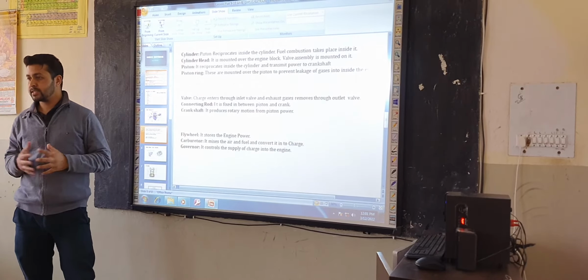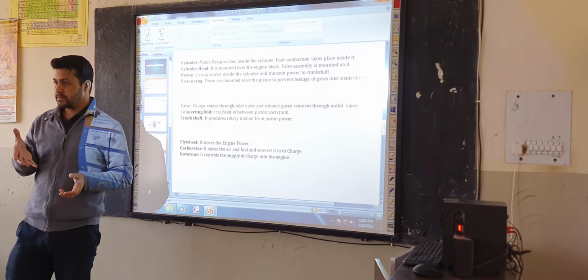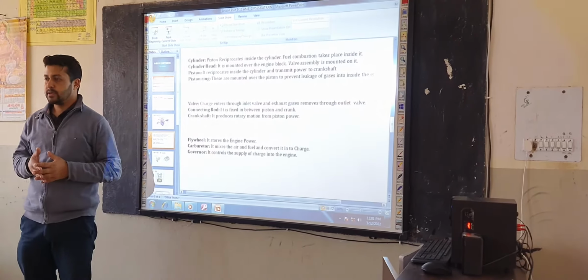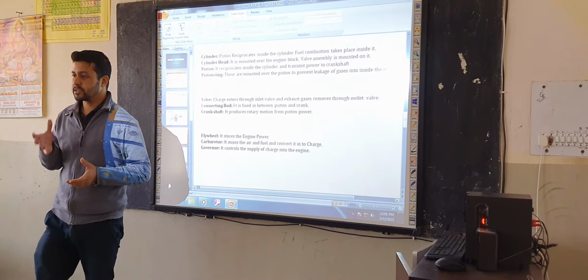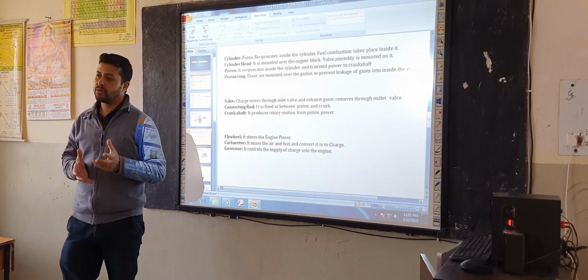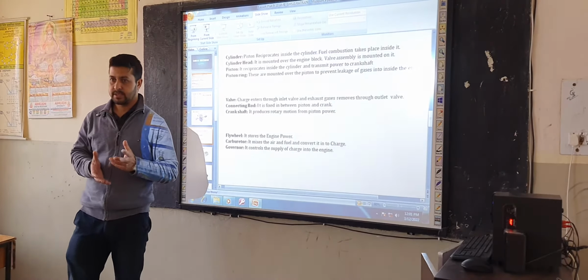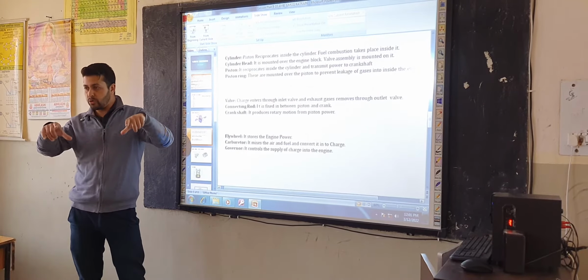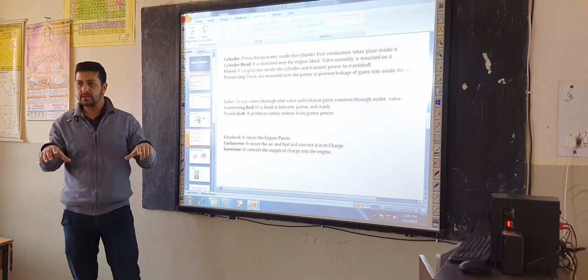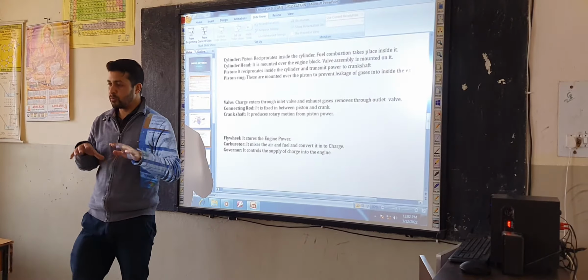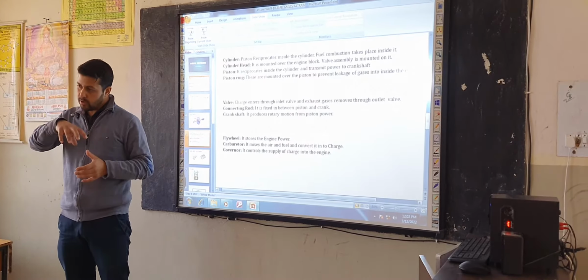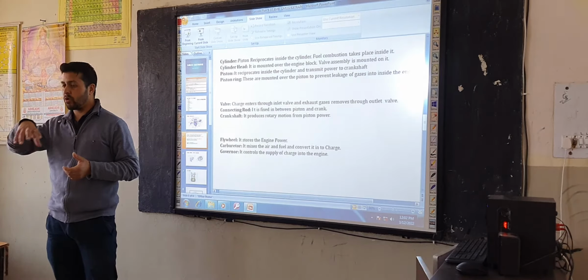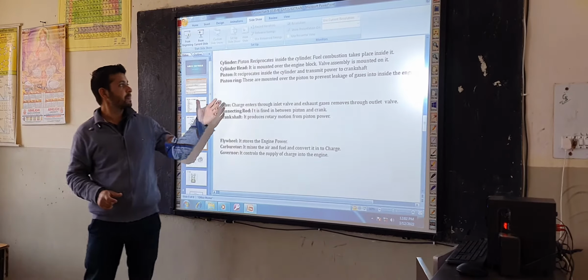Cylinder. What is cylinder? Cylinder is a sleeve inside of which combustion of fuel or charge takes place. And second one is cylinder head. Cylinder head is mounted over the engine block, and all the cylinders are fixed inside the engine block.